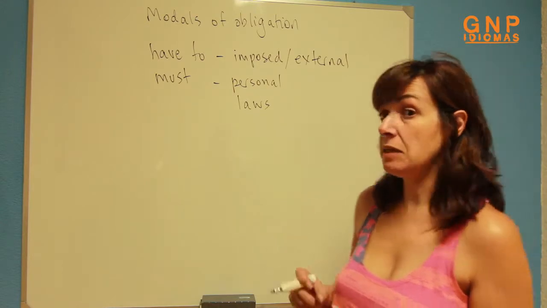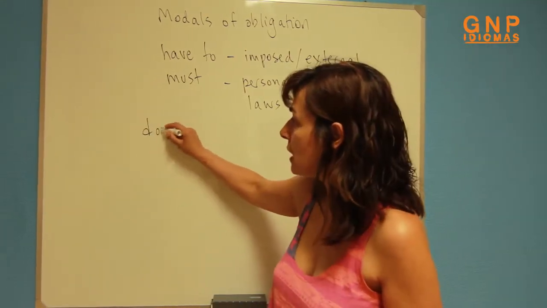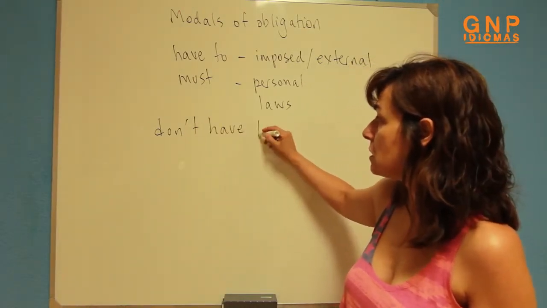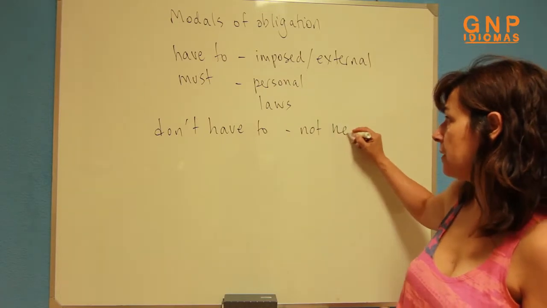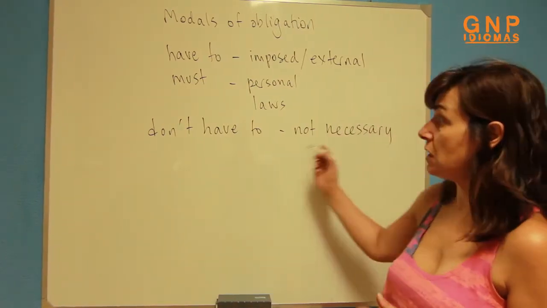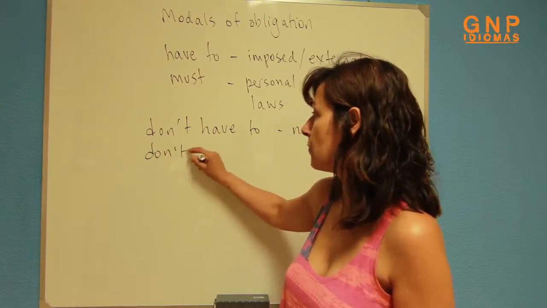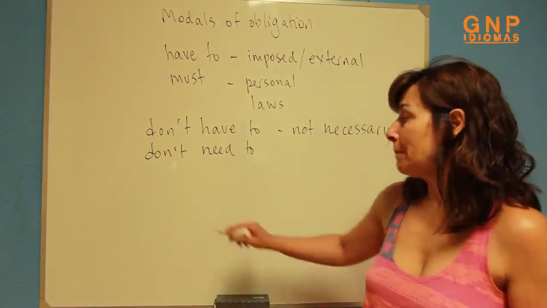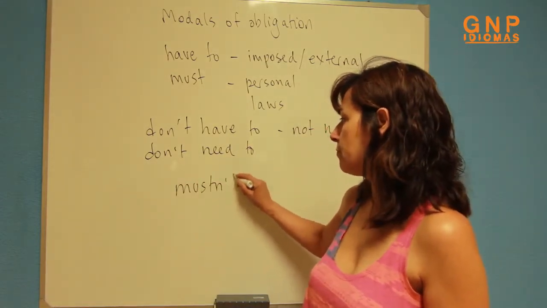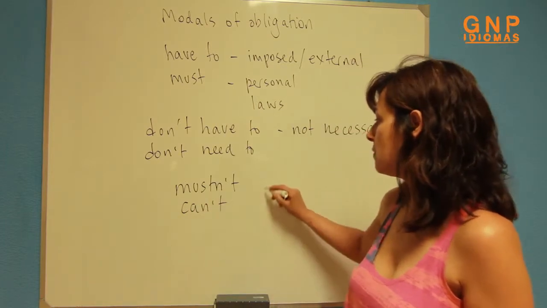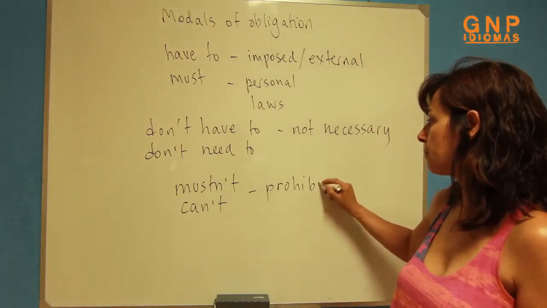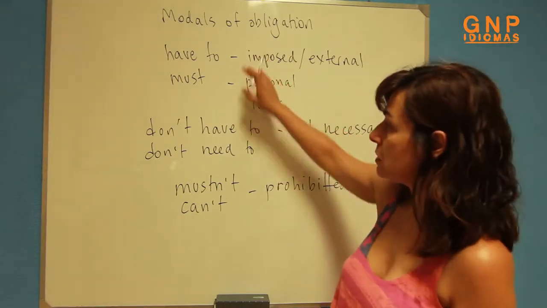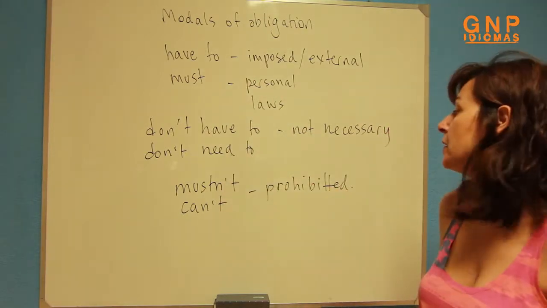The trick is in the negative. In the negative, they're completely different. Don't have to, which is actually a semi-modal, so it can take an auxiliary. Don't have to is something that's not necessary, all right? So you could say don't need to as well, all right? Need is necessity, so don't need to. But mustn't is prohibited. You could also use can't. Now this is prohibited. Alright, that's a big difference. So these are very similar, these are opposites, okay?